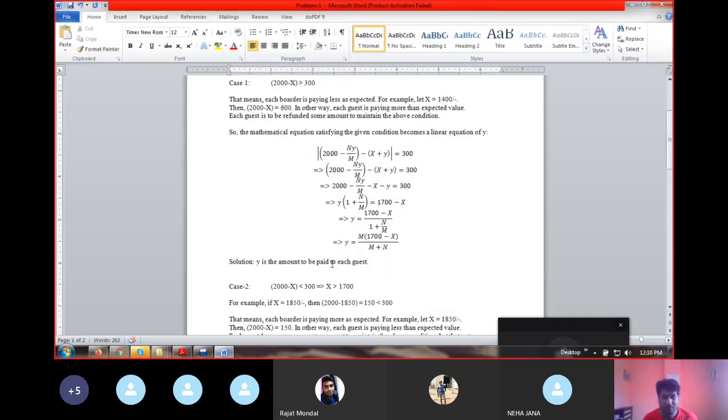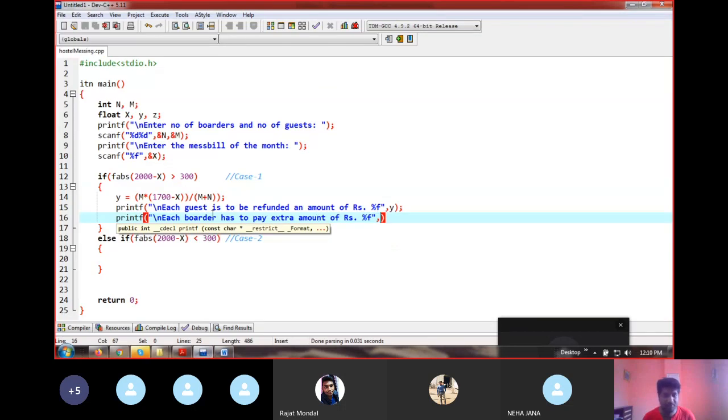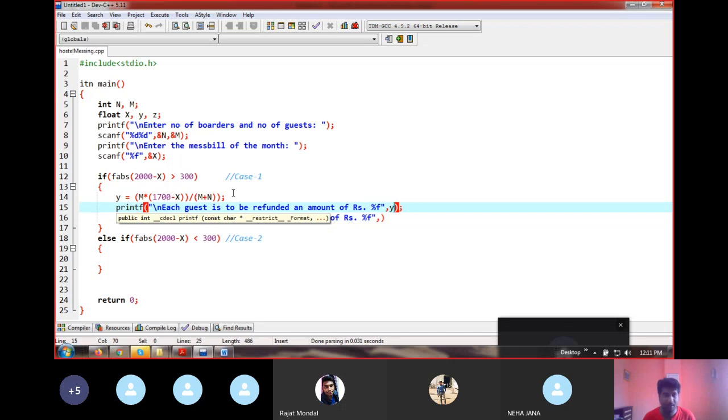y is the amount to be paid by each boarder, and ny by m is to be refunded to each guest. That is the solution. Then the y that we are paying is basically the refunded amount.